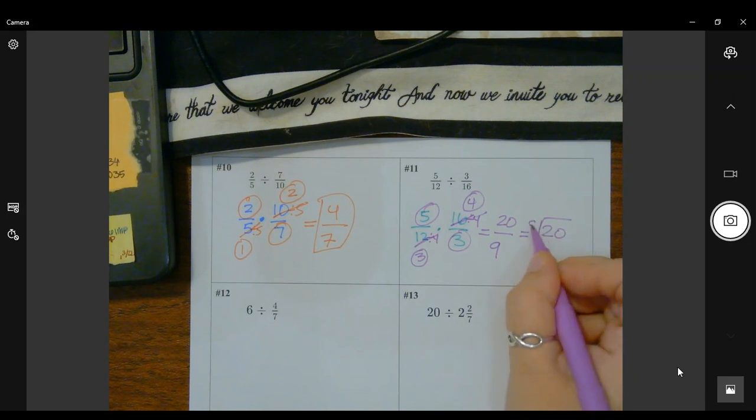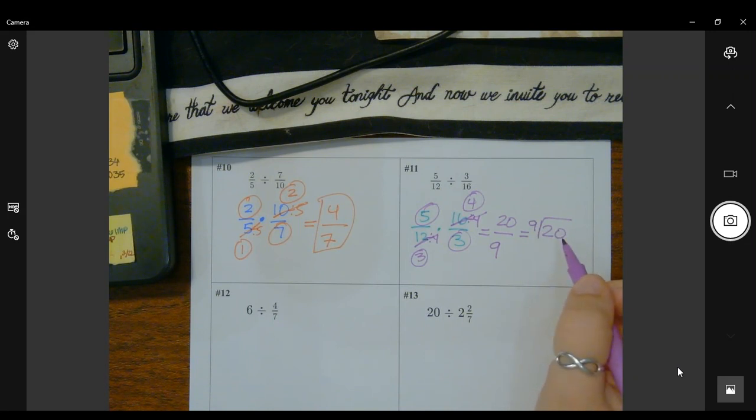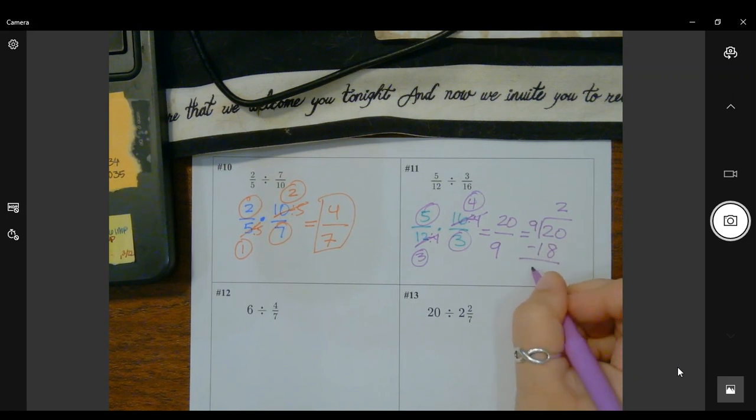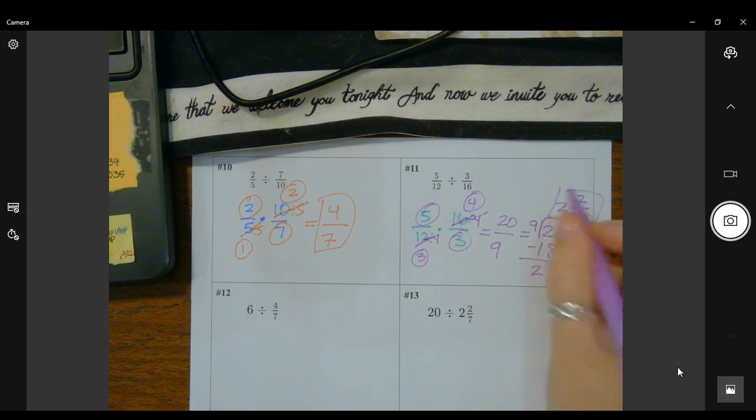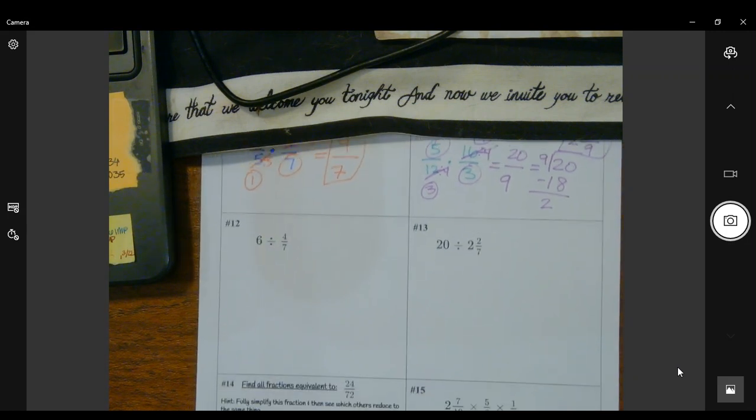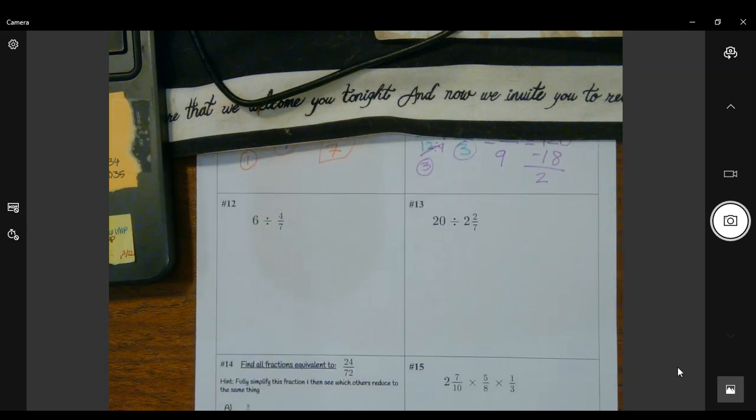So I'm going to take the top and divide it by the bottom. How many times does 9 go into 20? That's right, 2 times, because 9 times 2 is 18. And when you subtract that, you get a remainder of 2. So I'm going to put my remainder over what I divided by. Okay, we're moving right along. If you haven't tried any yourself first, why don't you try these guys?